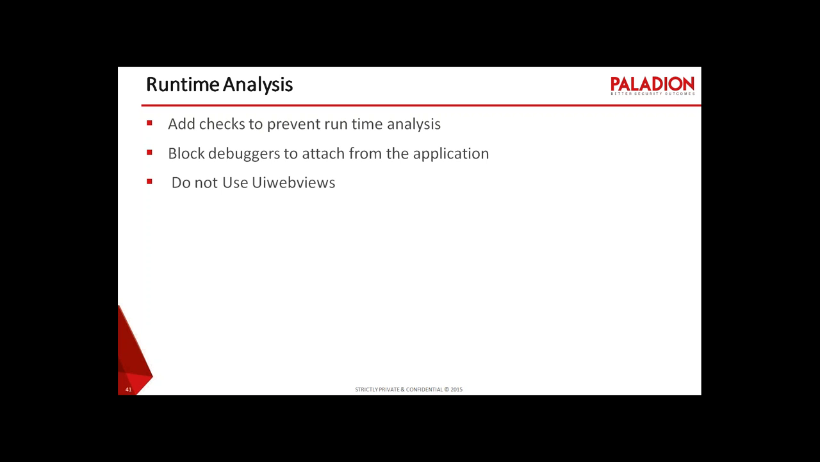Runtime analysis. You need to check what can be done at runtime. In order to mitigate runtime analysis based vulnerabilities, you can try to block debuggers from getting attached to the application. There are many tutorials online, and there is a tutorial from InfoSec Institute which you can try to see how you can block debuggers from getting attached to the application. And do not use UI web views, so that you don't fall prey to JavaScript based attacks.